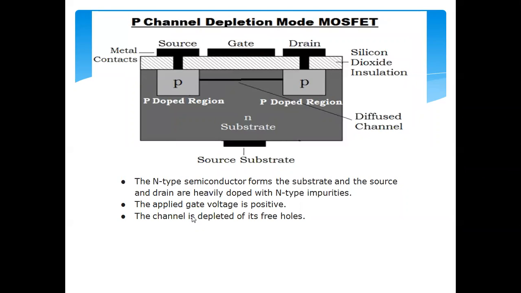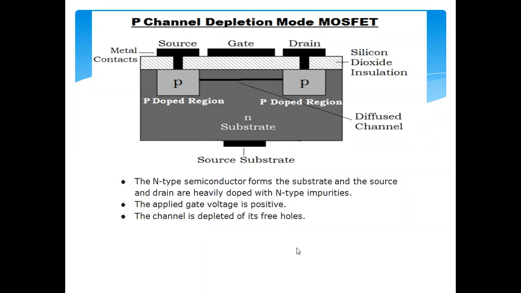What does it differ from the P channel depletion mode MOSFET? The only thing is, in case of the P channel depletion mode MOSFET, we are using the N type substrate, and in that N type substrate, we are adding trivalent impurities, right? That forms the P type. Here by mistake, I have written N type, but it should be P type impurities. So this N type semiconductor forms the substrate, and the source and drain are heavily doped with P type impurities. This applied gate voltage is positive.